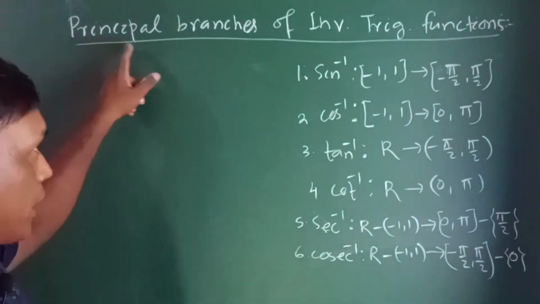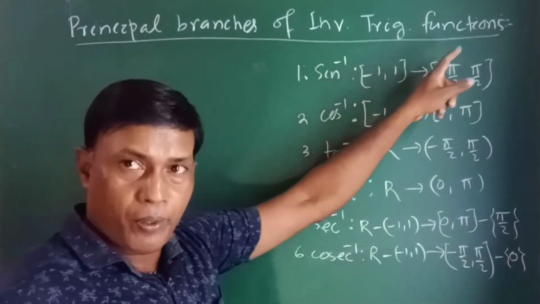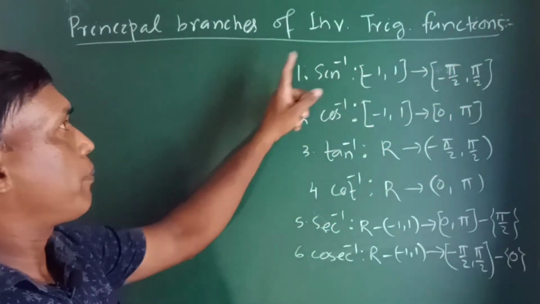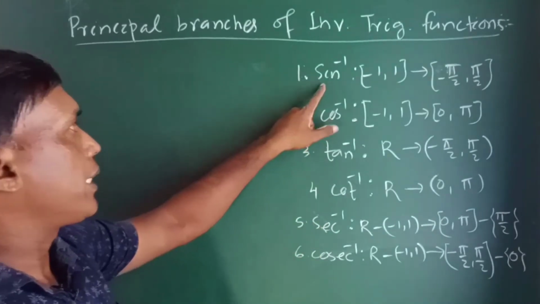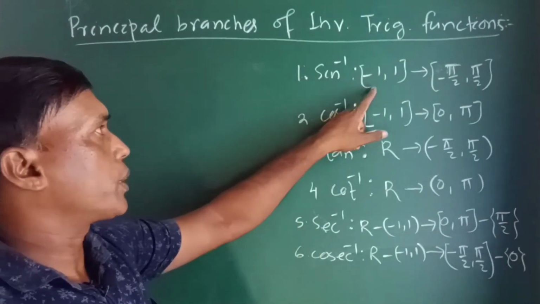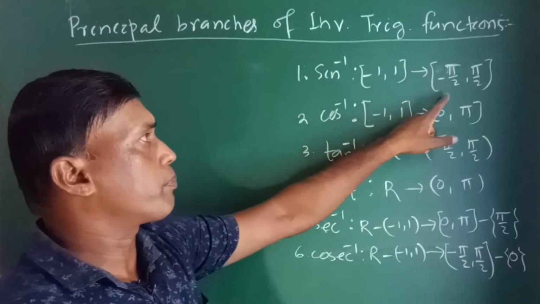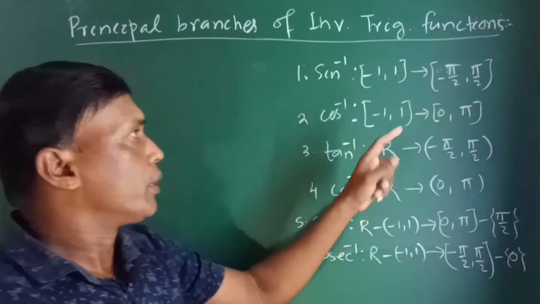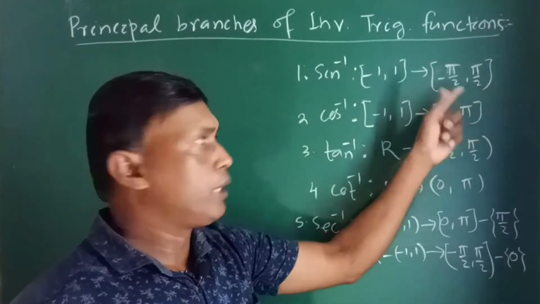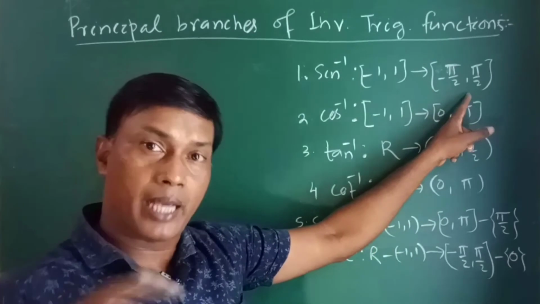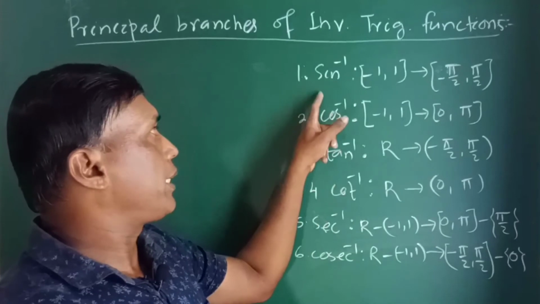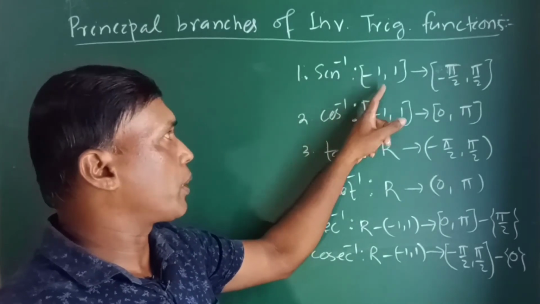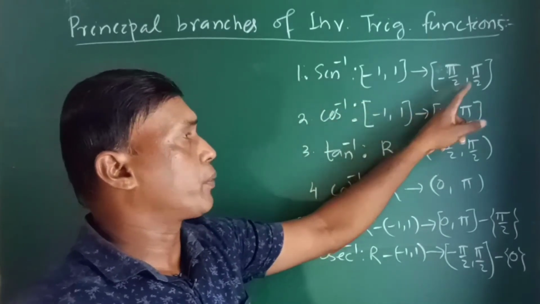Now, what is the principal branch of inverse trigonometric functions? The principal branches of the different inverse trigonometric functions are: sine inverse is a function from the closed interval -1 to 1 to the closed interval minus pi by 2 to pi by 2. So this is the principal branch. If we take this as the domain of sine, then sine is bijective. So sine inverse is a function from the closed interval -1 to 1 to minus pi by 2 to pi by 2.